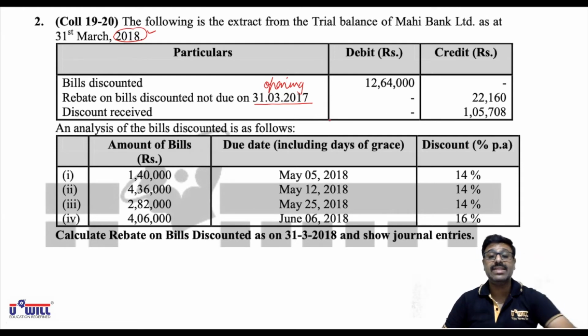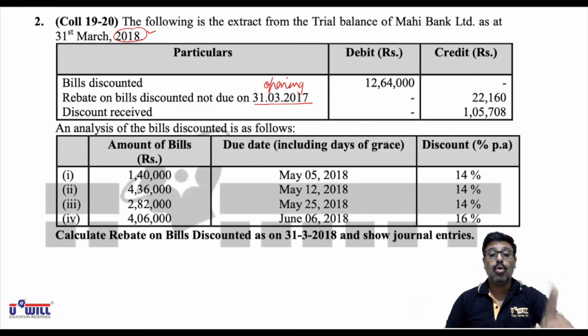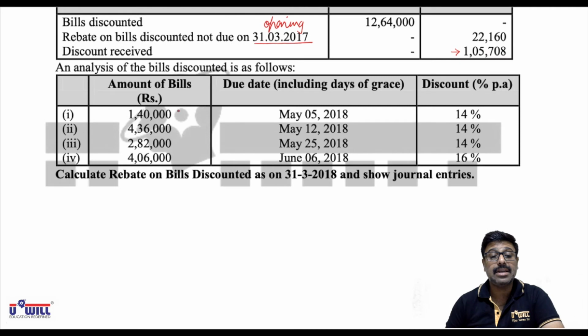That first journal entry we studied: rebate on bills discounted account debit to discount on bills. So rebate on bills discounted not due on 31st March means they became due after 31st March 2017 in the current year. So that is opening rebate on bills discounted. And discount received is the current year's discount income. An analysis of the bills discounted is as follows. 4 bills are there, dates are given, percentage discount is given. Calculate the rebate on bills discounted on 31st March.